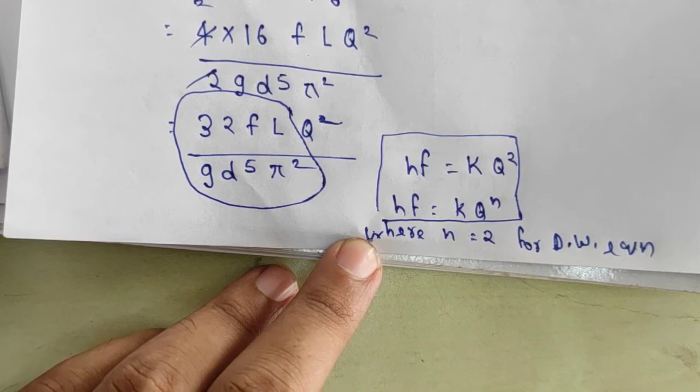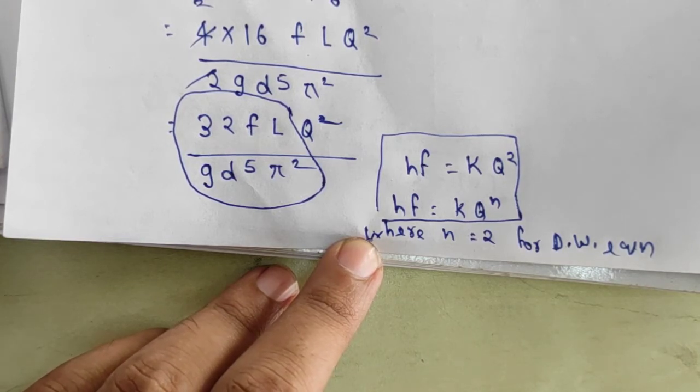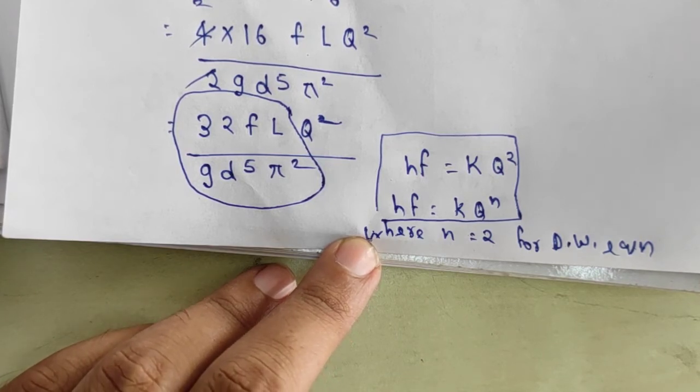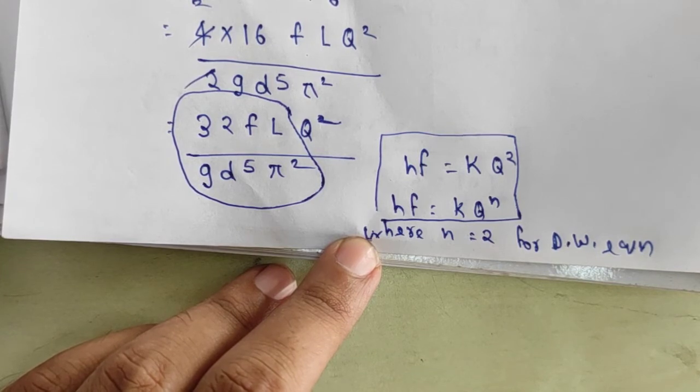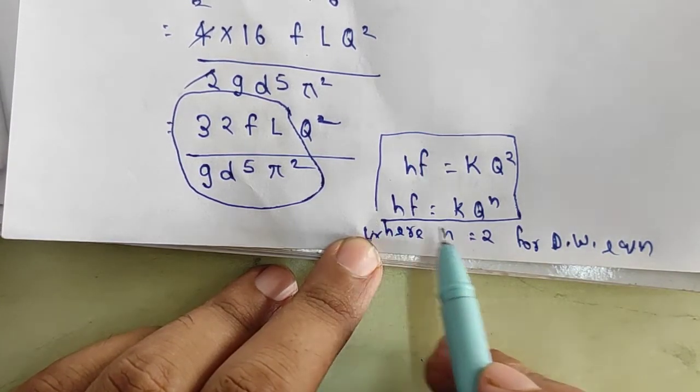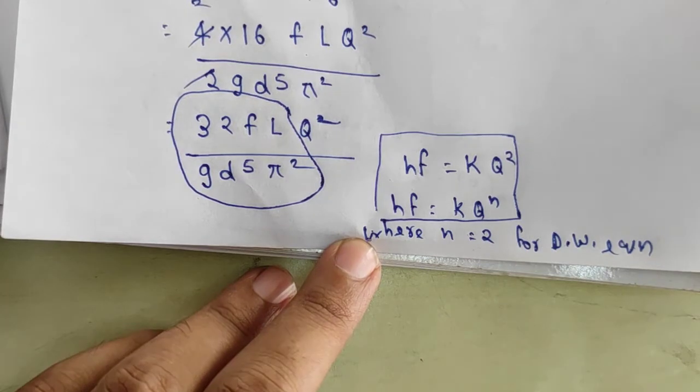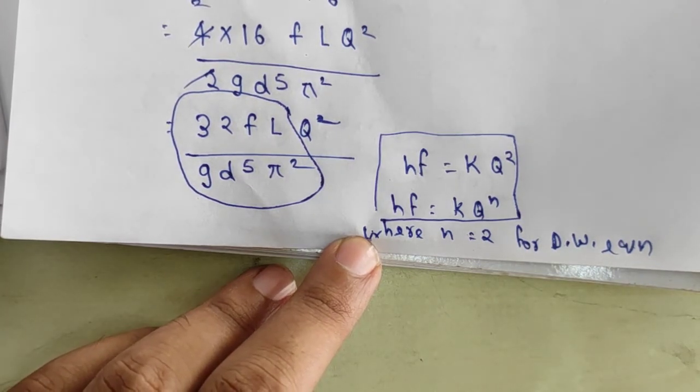So here onwards you will try to understand that a pipe network, that is a system of pipes, works with the principle of hf is equal to kq to the power n, and it is equally supported by the continuity equation.